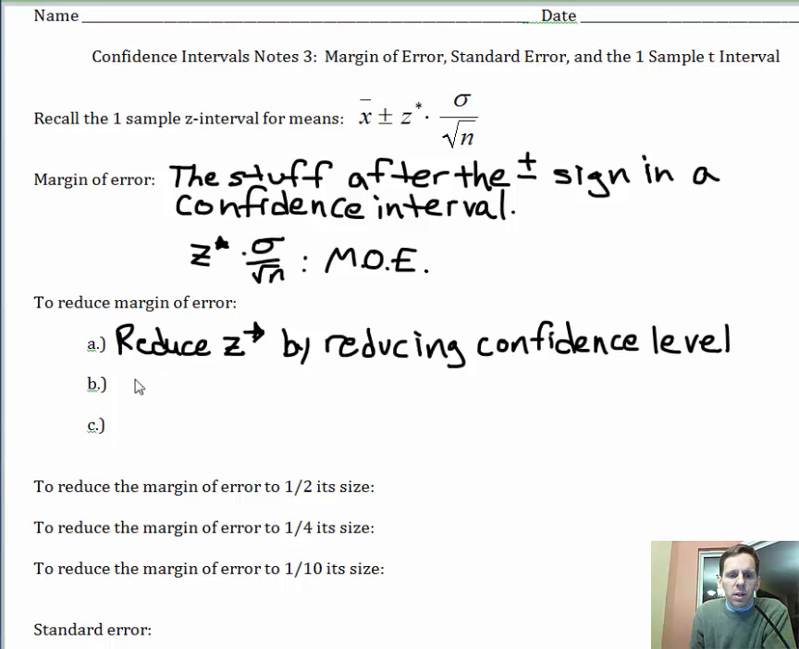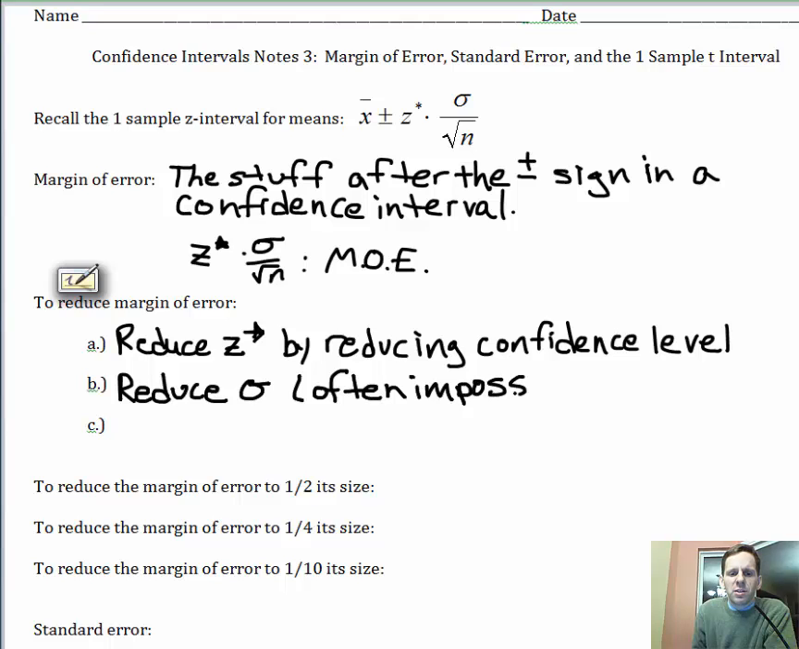So what else can we do? Well, we could reduce sigma, the population standard deviation. Unfortunately, we don't have a lot of control over this. Oftentimes, this is impossible to do. So our final option is to make n bigger. We're not going to make n smaller because it's in the denominator of a fraction. If we want to make the fraction smaller, we need to make n bigger. So we'll increase n, the sample size, and that's usually the option that we want to do. That's typically the best option.